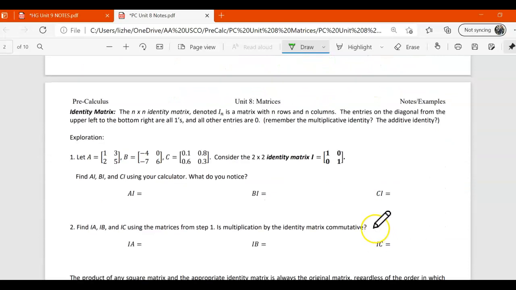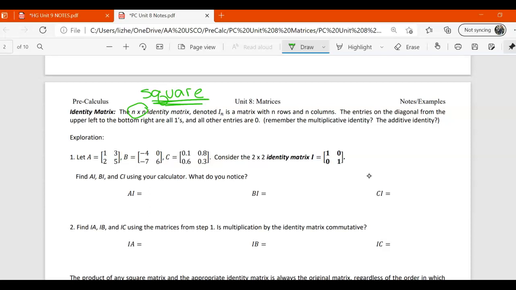All right, now we're going to get to the identity matrix. The n by n identity matrix. So right there, when it says n by n, it's telling you the dimensions are the same. This has to be a square matrix. All right, you can only have an identity matrix that is a square matrix. So the n by n identity matrix, denoted as I_n, is a matrix with n rows and n columns. The entries on the diagonal from the upper left to the bottom right are all ones, and all other entries are 0.